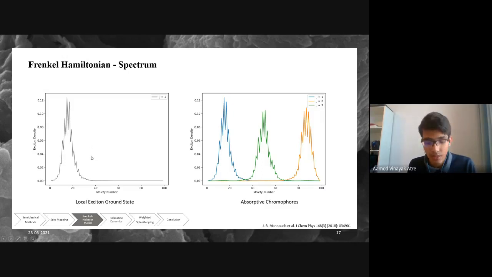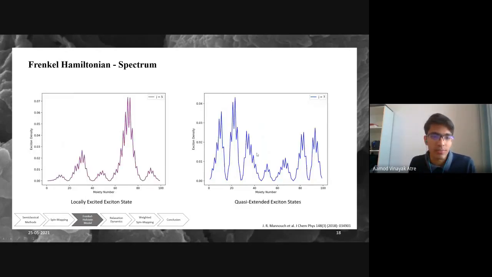throughout the chain. What is special about these LEG states is that at a low energy excitation by a photon, these are the states which are formed. And these are known as the absorptive chromophores together. So the set of them is known as the absorptive chromophores. The other two states are slightly more spread out over the absorptive chromophores as the energy of the excitation increases. In my work so far, I have tried to model the dynamics of the LEG state and the last quasi-extended exciton states, the lowest and the highest states.